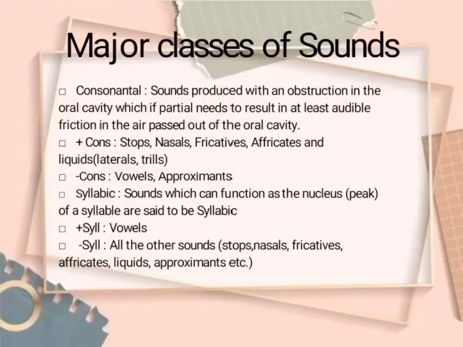Major classes of sounds. Consonantal: sounds produced with an obstruction in the oral cavity which, if partial, needs to result in at least audible friction in the air passed out of the oral cavity. There are two values, positive consonantal and negative consonantal. Positive consonantal: stops, nasals, fricatives, affricates, and liquids, which are laterals or trills. The other one is negative consonantal: vowels and approximants.